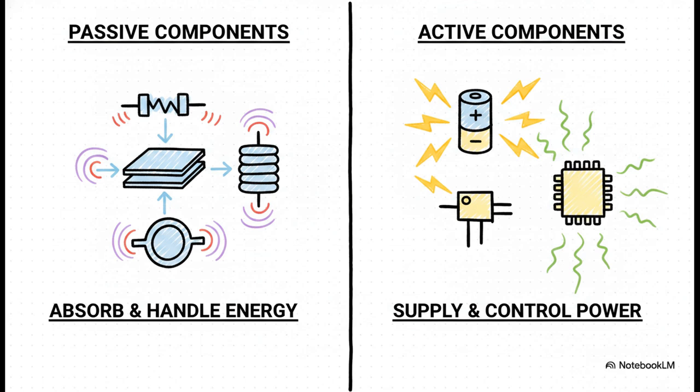Active components, on the other hand, can deliver energy into a circuit or actively control the power flowing through it. They provide gain, switching, rectification, and they normally need an external DC supply to do their job. Think batteries, transistors, integrated circuits. Quick side note though, a few textbooks actually group the diode with passive devices since it can't deliver net energy of its own, but it's most often grouped with active parts because of how it controls flow. The big takeaway here: passive parts handle energy, active parts supply, amplify, or control it.